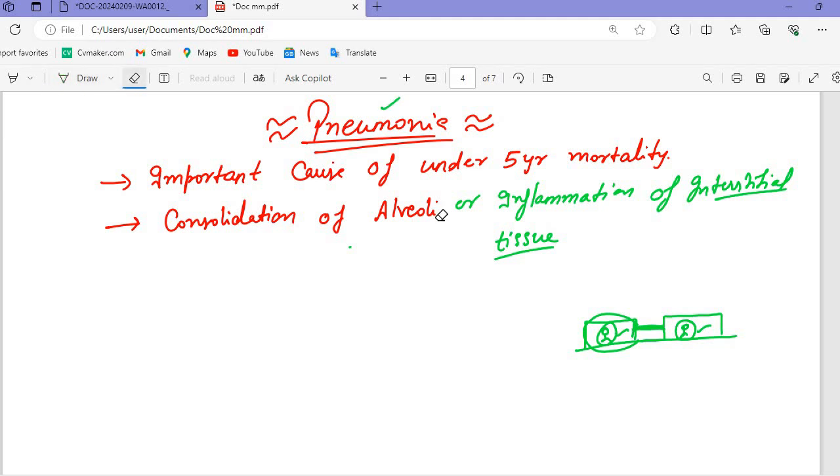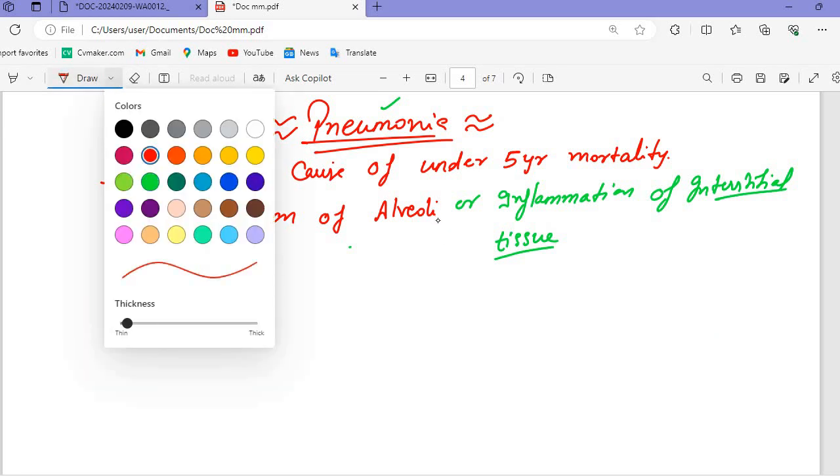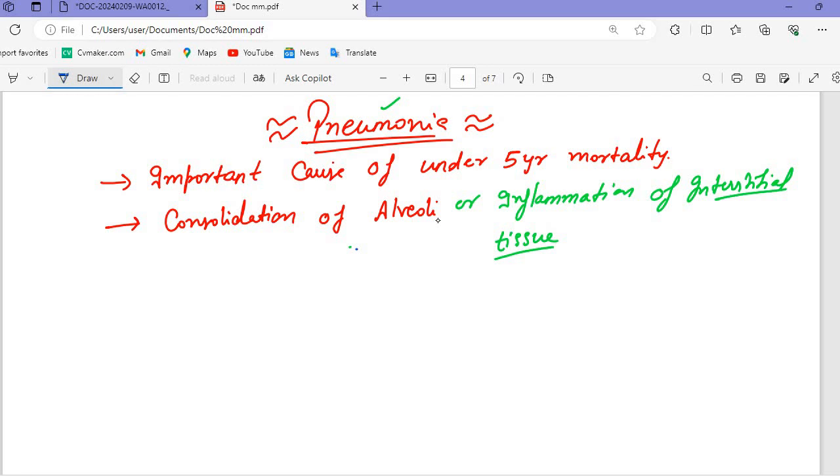Which is the most common bacteria overall? If you know, write in the chat box. Yes, that's good, thank you. That is Streptococcus pneumoniae.